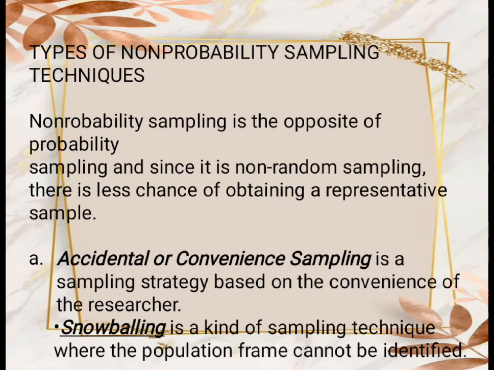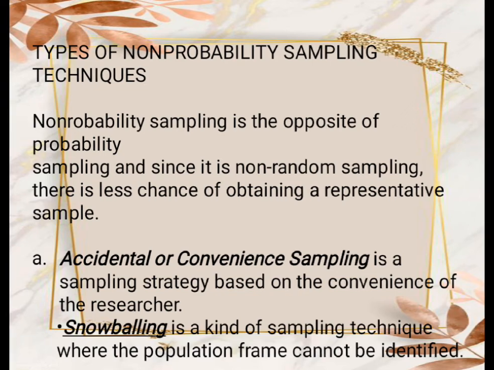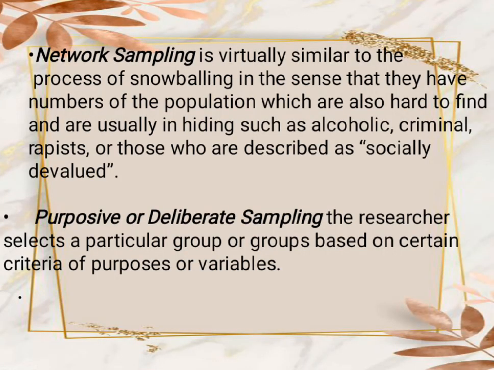Snowballing is often used when subjects are difficult to identify because they are hidden in the population, like faith healers, transsexual women, or women who have had abortion. Network sampling. It is virtually similar to the process of snowballing in the sense that they have members of the populations which are also hard to find and are usually in hiding, such as alcoholics, criminals, rapists, or those who are described as socially devalued.